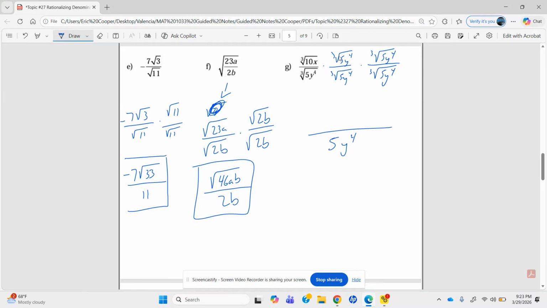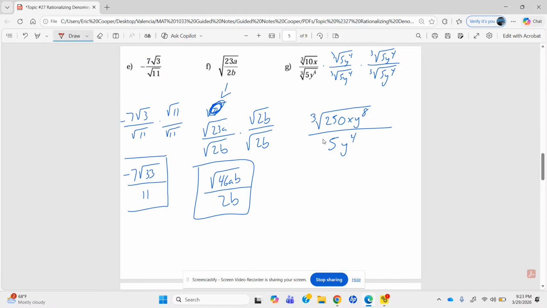At the top, we'll multiply everything together. We have the cube root of 10 times 5 times 5. 10 times 5 is 50, times 5 is 250. And then I have an x and a y to the 4th times y to the 4th, which is y to the 8th.